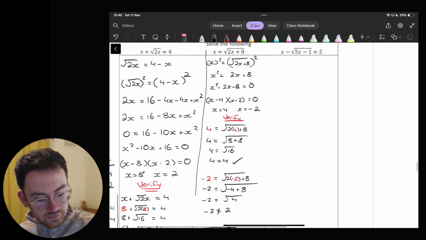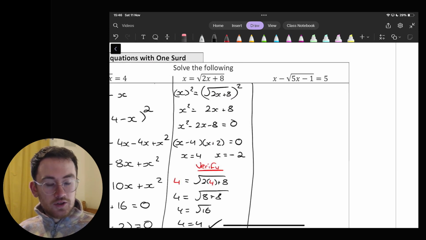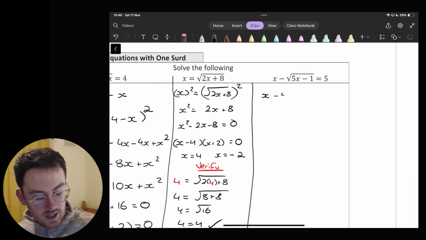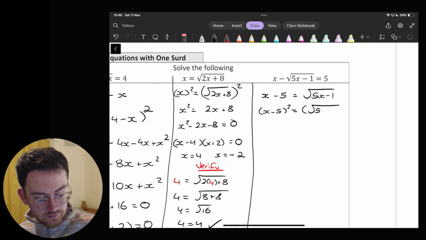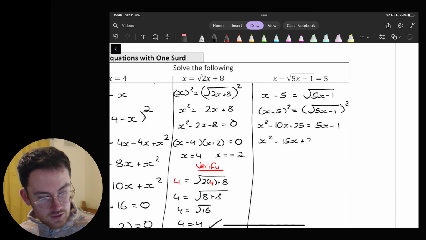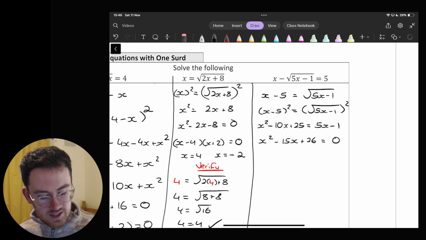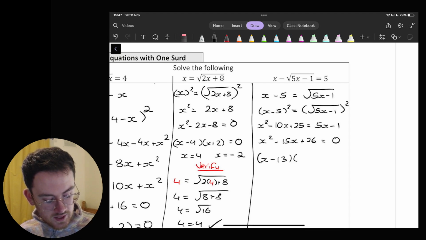Okay, let's look at the last little example here. Same thing again, we're going to put the square root on one side, and everything else on the other side. What I'm going to do this time is bring everything over to the left and put my square root on the right, just so I can avoid that negative sign there. Save me a little bit of trouble. So squaring both sides, x minus 5 squared. So I get x squared minus 10x plus 25 equals 5x minus 1. So x squared minus 15x plus 26 equals 0. So two numbers that multiply to give me 26 but will add to give me 15. So it's going to be x minus 13 and x minus 2.